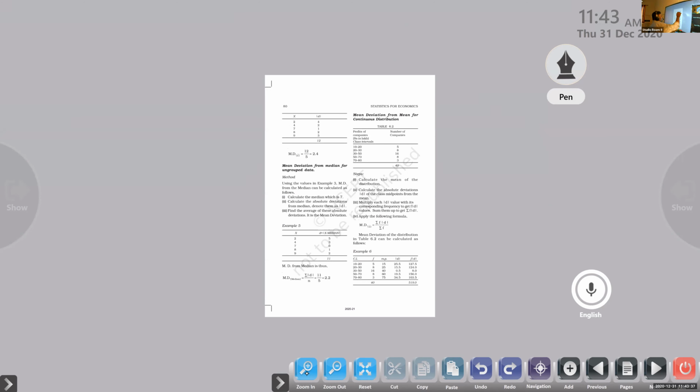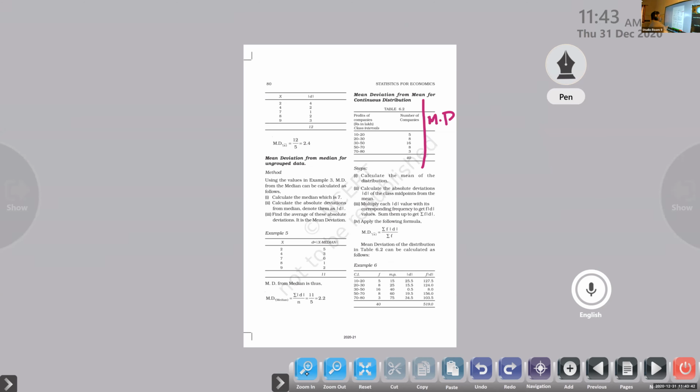So first of all, we want to find out the midpoint. MP, midpoints. What are the midpoints here? First one, 15, right? Next one, 25. Third data, 30 plus 50, 80 divided by 2, 40, right? Next one, as it is, 60. Next one, 75. The midpoints, right? Yes or no?